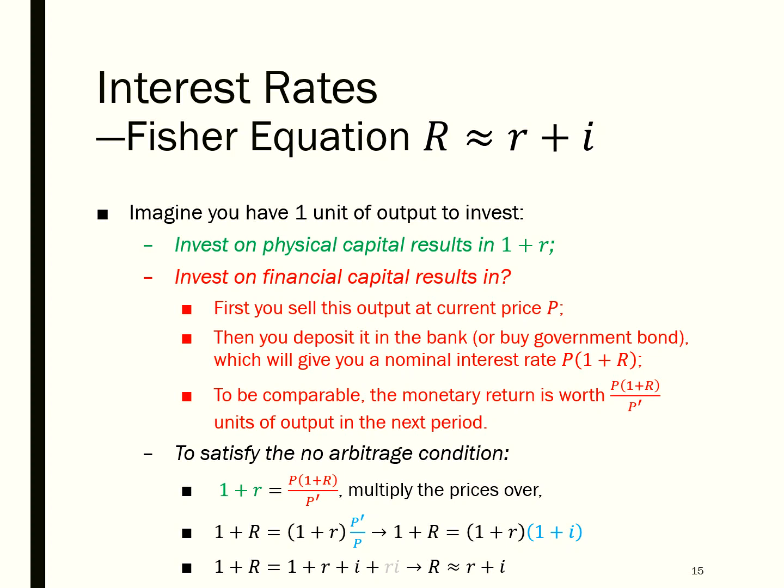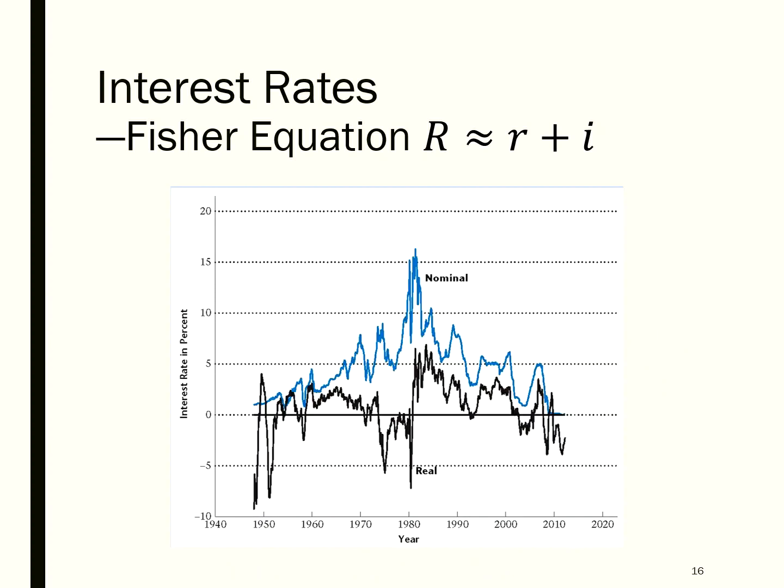The nominal interest rate has to be approximately equal to the real interest rate plus inflation. This is a graph to show you the historical relationship between the nominal interest rate and real interest rate. The blue line is nominal and the black line is the real interest rate. So the gap is inflation.